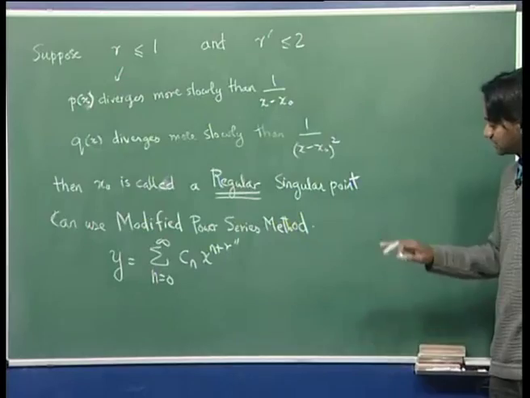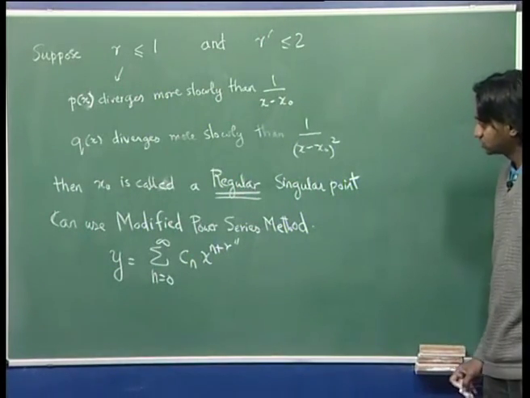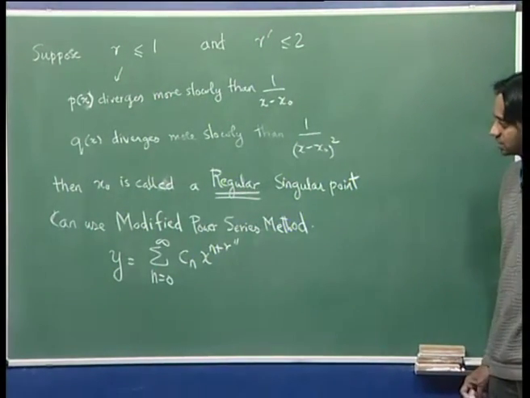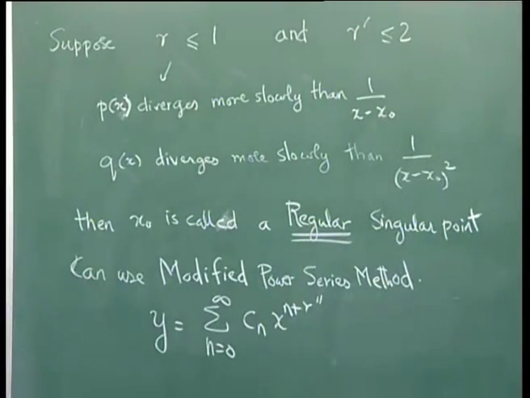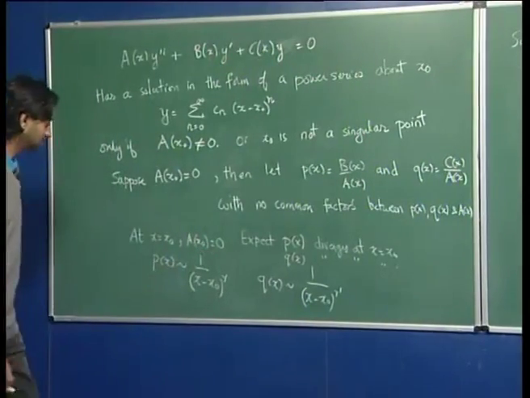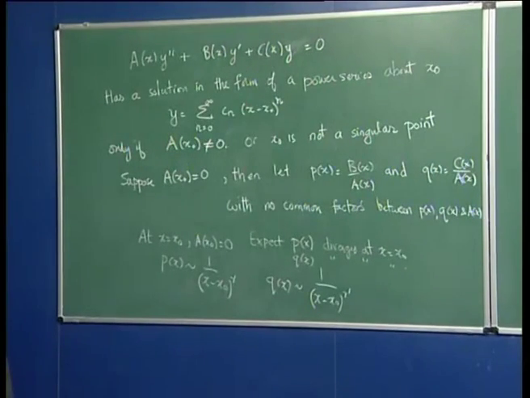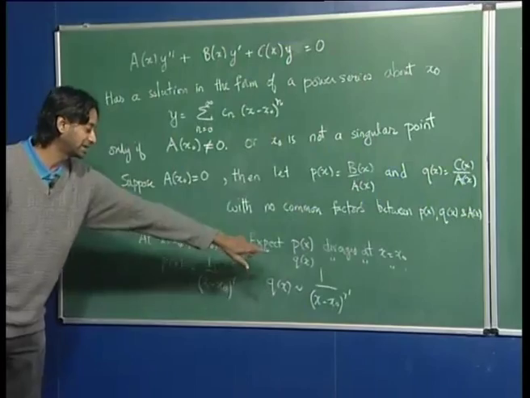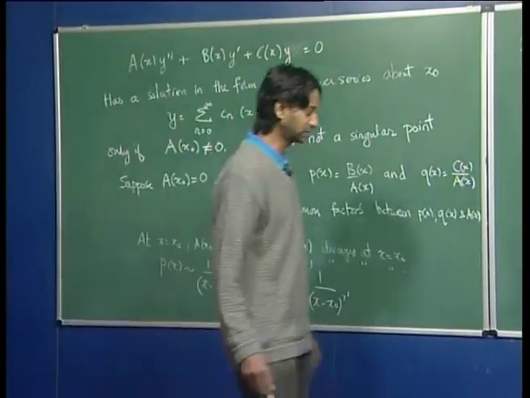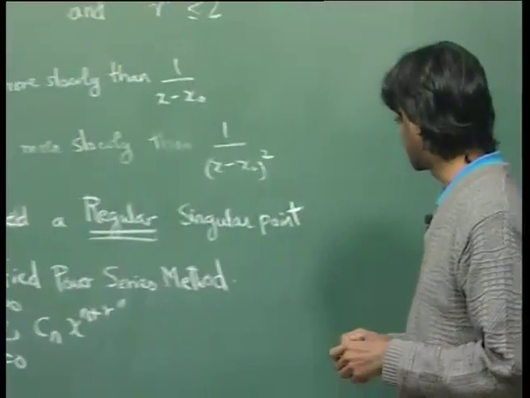Okay, before I go into using the modified power series method, I will try to show you some examples of how you check whether some point is a regular singular point or not. Now if you have a singular point, how do you find out this r and r prime? So I'll just show you an example of that.